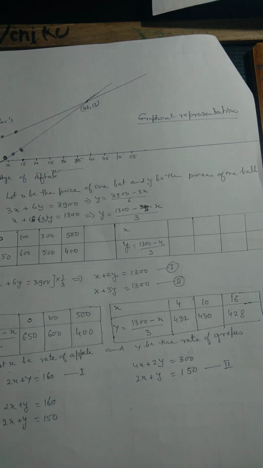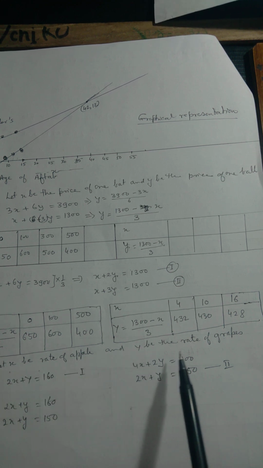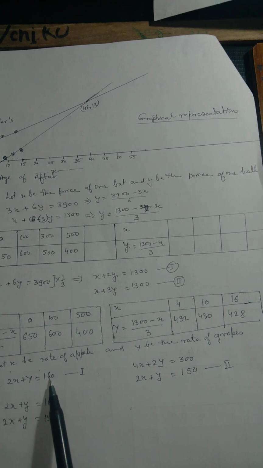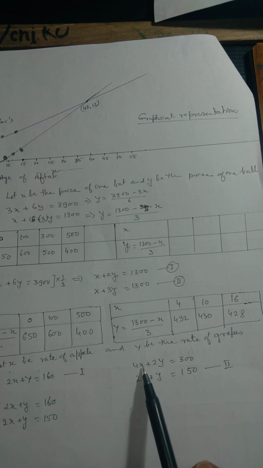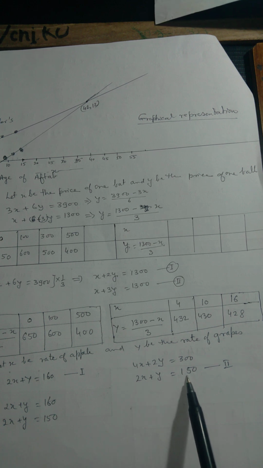The cost of 2 kg of apples and 1 kg of grapes on a day was found to be 160. After a month, the cost of 4 kg of apples and 2 kg of grapes is rupees 300. Represent the situation algebraically and geometrically. You see, let x be the rate of the apple and y be the rate of the grapes. So we will get two equations, that is 2x plus y is equal to 160 and 4x plus 2y is equal to 300. That can also be written as 2x plus y is equal to 150.